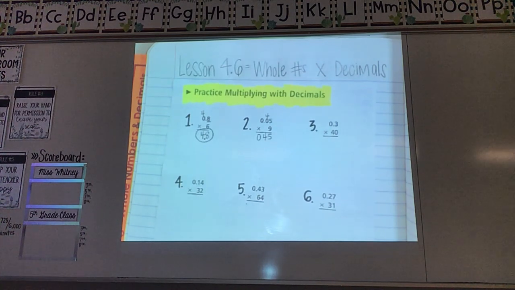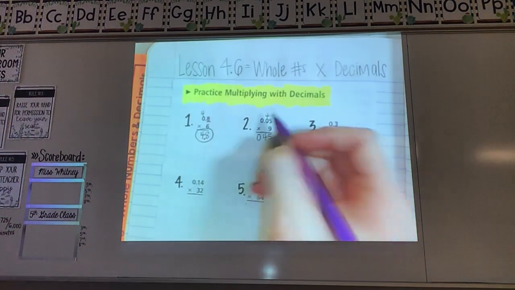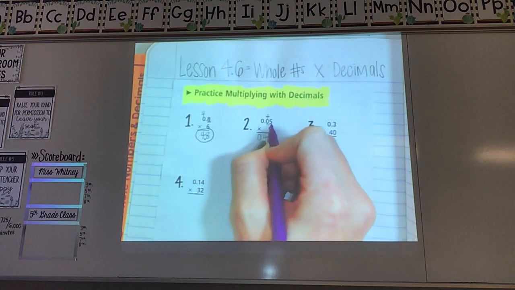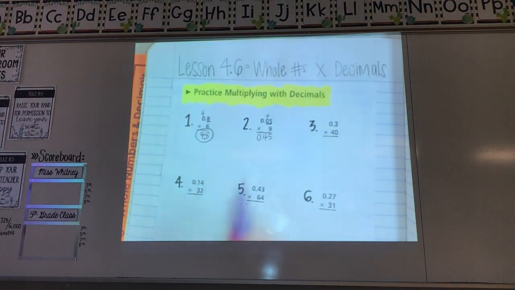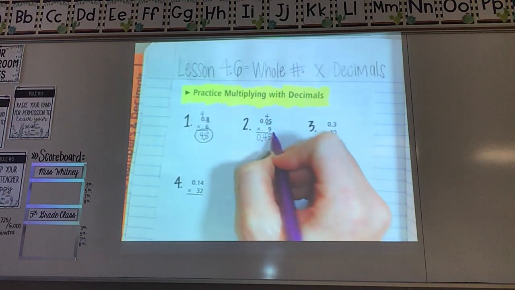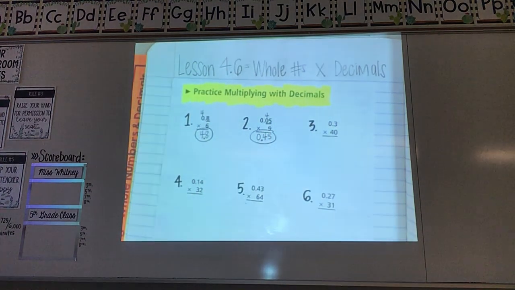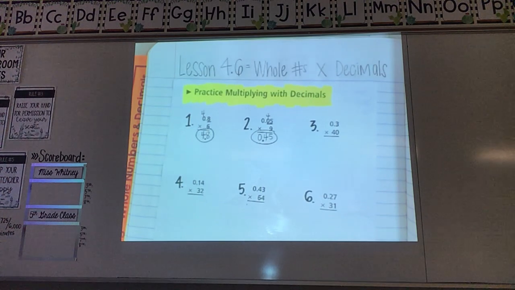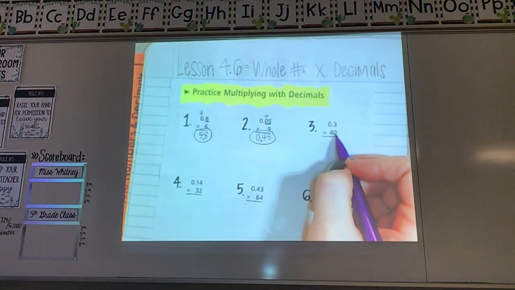Then I have to decide where my decimal goes. So I'm looking up here. There are 2 numbers behind my decimal up here. So I need 2 numbers down here, which means it needs to go right there. Has to have the same amount behind the decimal in my answer as it did in the problem. Let's try number 3. Starting with my 0.